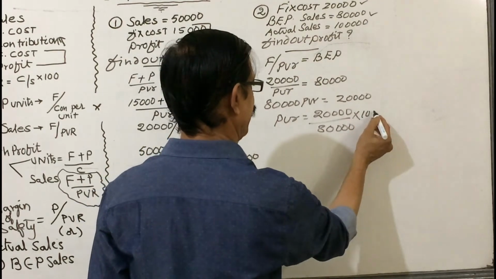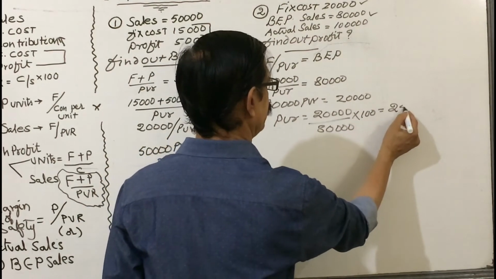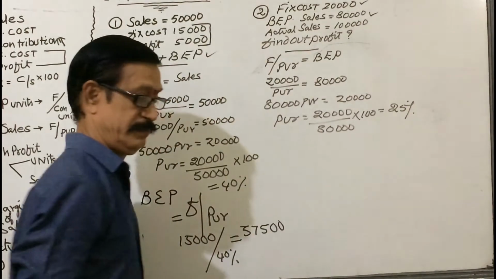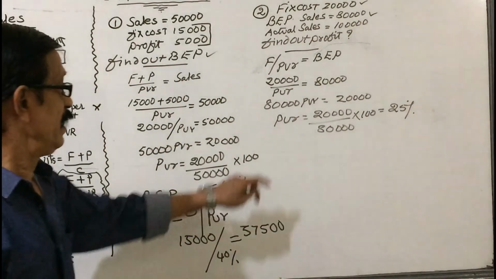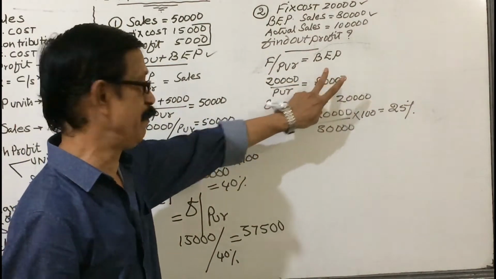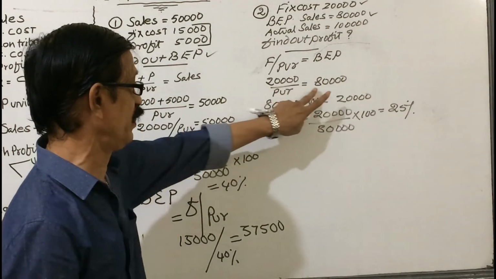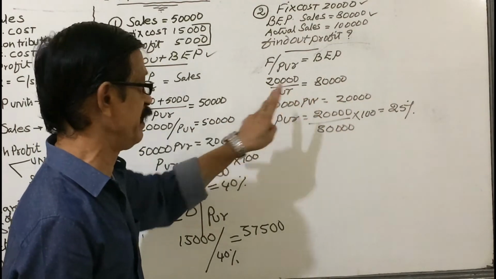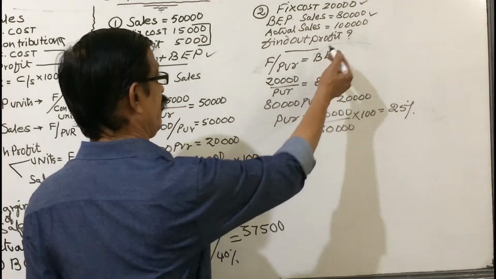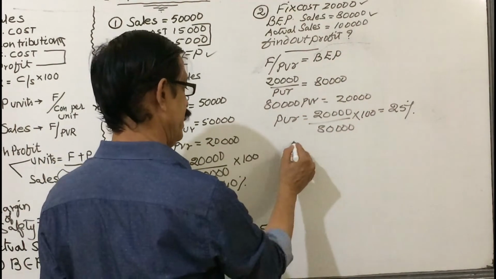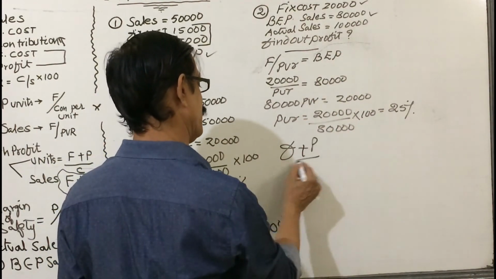If you multiply by 100, you will get percent. F by PVR is equal to break-even point. F we know, we don't know PVR, but we know BEP sales. So we got the PVR. After getting PVR, what is asked to find? Profit. F plus P by PVR is equal to sales.